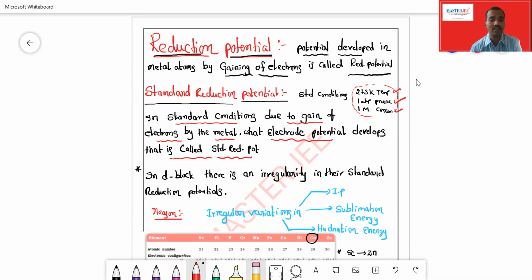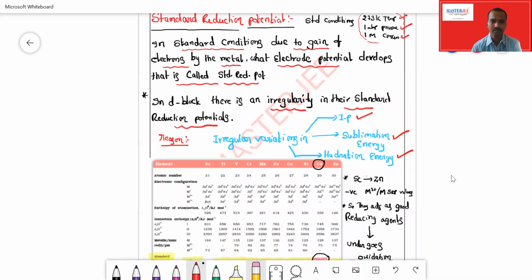In the D block there is an irregularity in their standard reduction potentials. I will show you this irregularity and why they exhibit it. They exhibit this variable irregularity because of ionization potential values, sublimation energy, and hydration energy.